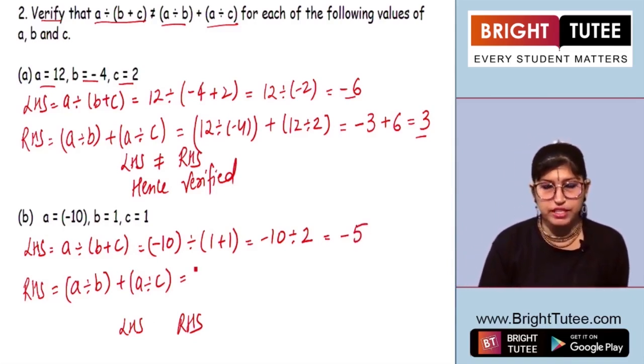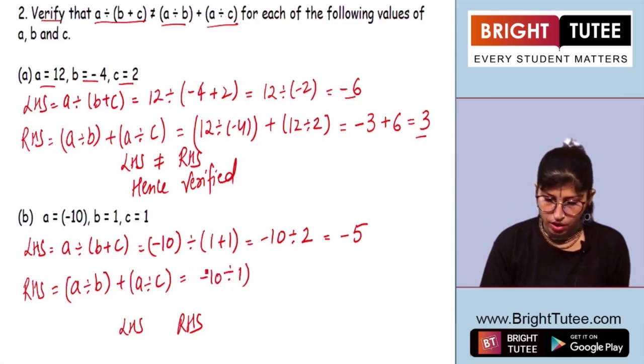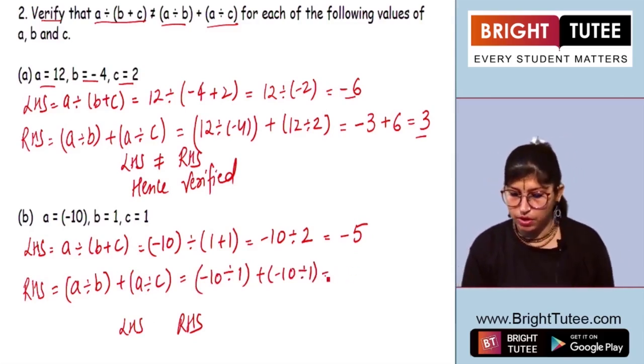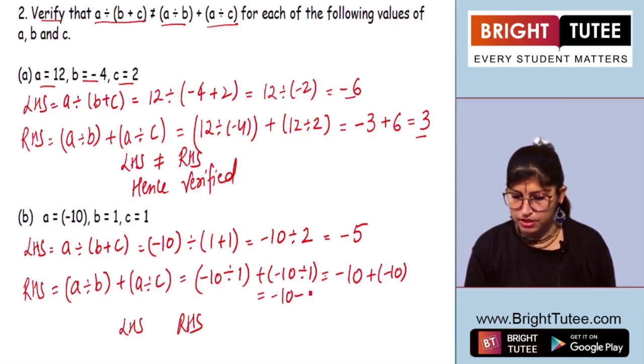Now let's move on to the right hand side. a divided by b, that means minus 10 divided by 1, plus minus 10 divided by 1. So we'll be solving the brackets. So minus 10 divided by 1 will be minus 10, plus again we'll be getting minus 10. So minus 10 plus minus 10 is minus 20.